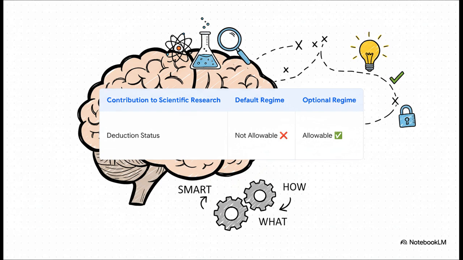Just look at this example. A donation to a scientific research group. Under the normal, default tax regime, you can't deduct it. But if you choose the optional regime, you can. Knowing how the calculation works helps you decide what strategy is best for you.